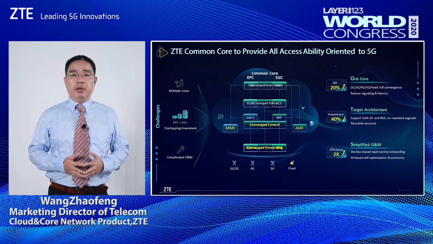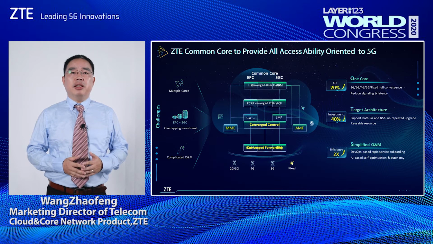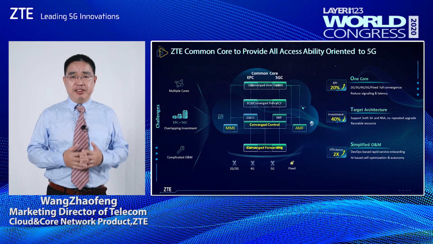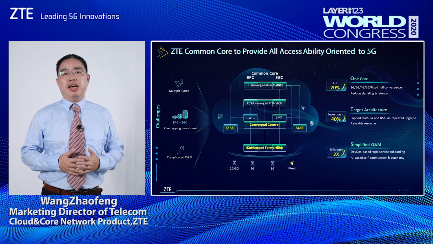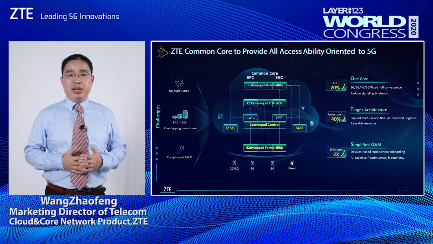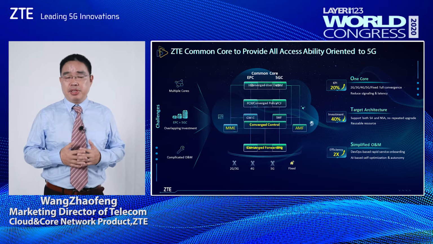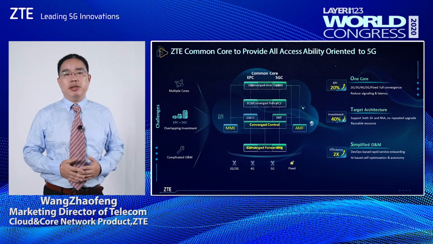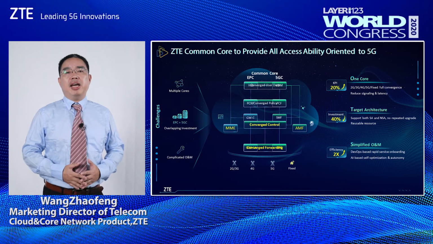And the third, based on DevOps, continuous integration and continuous delivery, new services can be launched quickly, with artificial intelligence-based network self-optimization and autonomy at the same time. It will simplify the network operation and maintenance. The network operation and maintenance efficiency has been increased by more than 2 times.